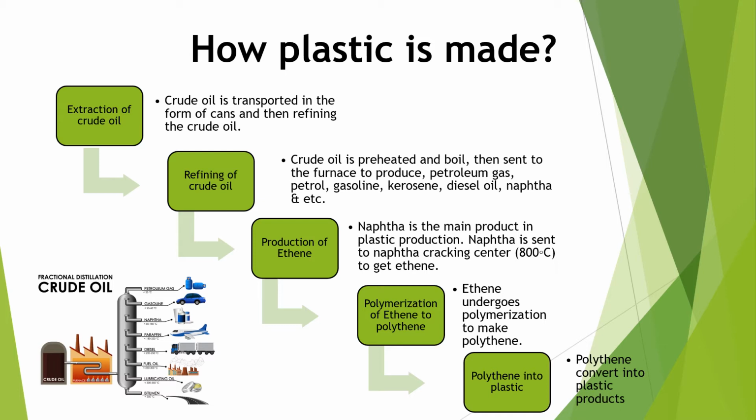Ethene undergoes polymerization to make polyethylenes, and ethene is compressed and cooled and now dense almost like a liquid. It is sent to a reaction chamber and polyethylene is formed and sent to a chamber that adds antioxidants and stabilizer. Polyethylene is then converted into the plastic products.